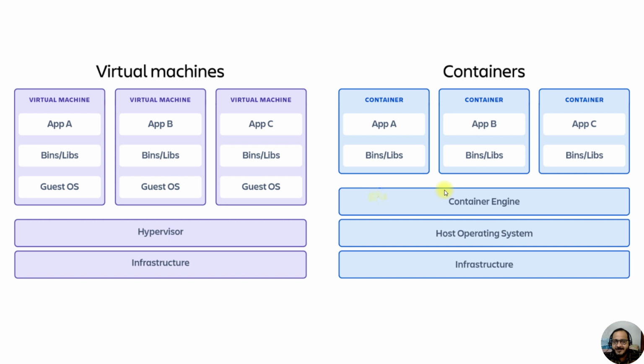On the container engine, you create multiple containers, and those containers don't have their own operating system. They share the operating system of the host. That's why they become very lightweight, because they only need what they require: the application code, the runtime, the dependencies, and the libraries. That's why they become portable, so we can easily move from one environment to another. So this is the major difference between containerization and virtualization when it comes to virtual machines and containers.